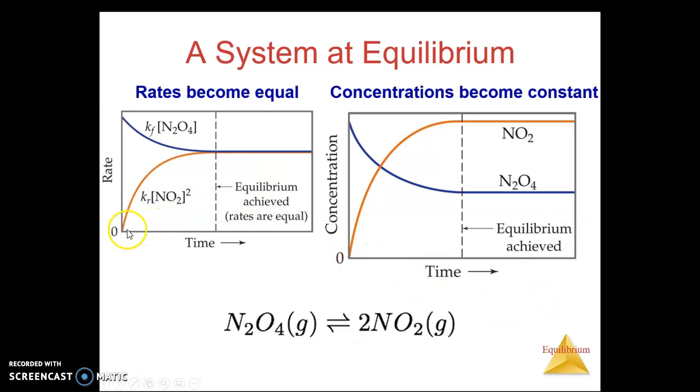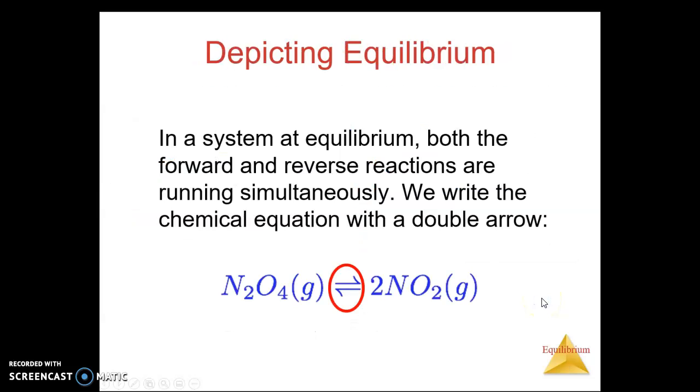So, what do we have? The rates become equal at equilibrium. The concentrations become constant at equilibrium. Good. So, we depict equilibrium, both forward and reverse reactions occurring simultaneously, with a double arrow. N2O4 breaks up to form NO2. NO2 dimerizes to form N2O4.